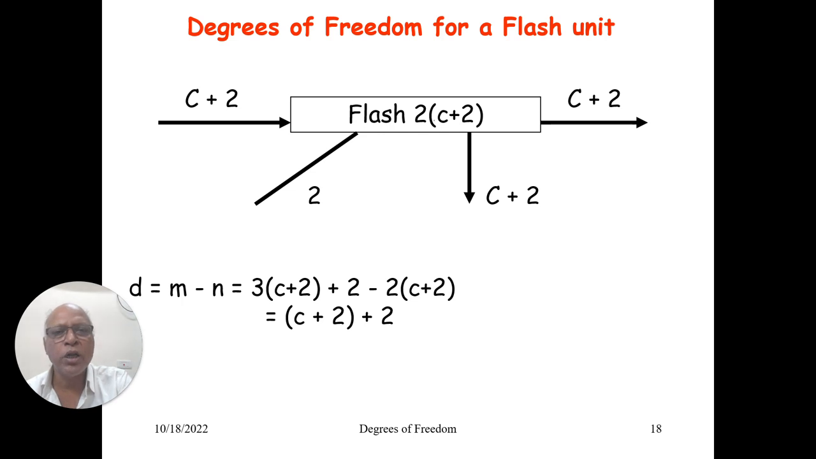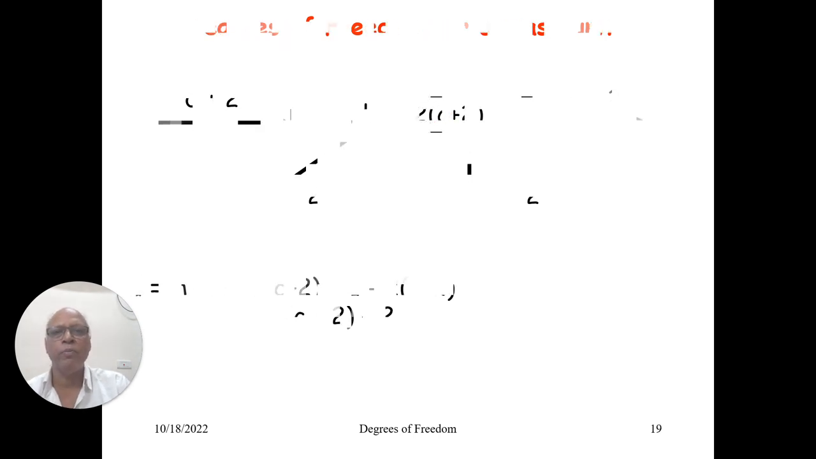How many equations will we be able to write? As I said, the total number of equations will be equal to the sum of degrees of freedom associated with all its output streams. There are two output streams and the sum of degrees of freedom is 2 into C plus 2. So once again, we will be able to calculate the degrees of freedom as C plus 2 plus 2. Specifying this input stream and equipment parameters, we should be in a position to calculate all these 2 into C plus 2 variables. Again, based on the rating problem.